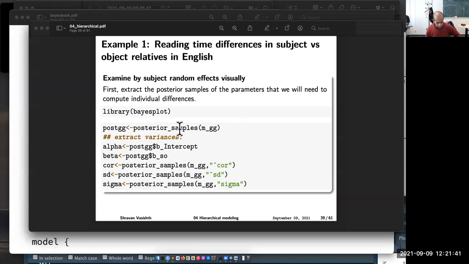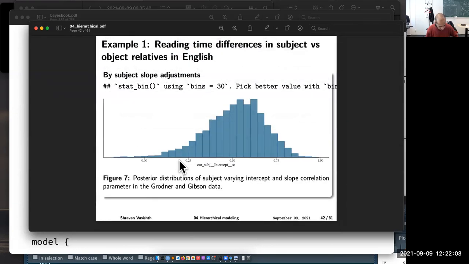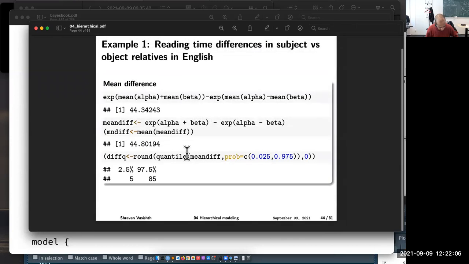So what we're going to do is extract the posterior samples from the model. Extract the alpha, extract the beta, and also extract the correlations and the standard deviations for later use. And then I can do various things. So first of all, let me move ahead a little bit and show you the average effect. I'll come back to these individual differences later. So look at what I'm doing. Alpha is the posterior distribution of the parameter alpha, and beta is the posterior distribution of that beta variable. That means I have 4,000 samples for each of those parameters from the model, okay?